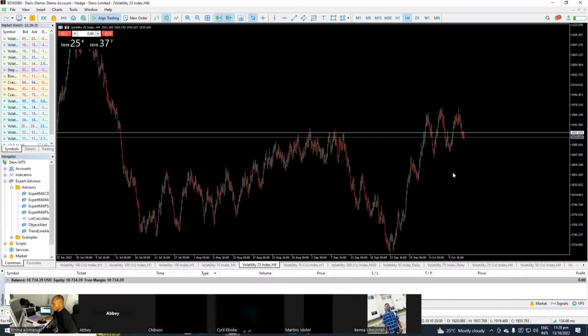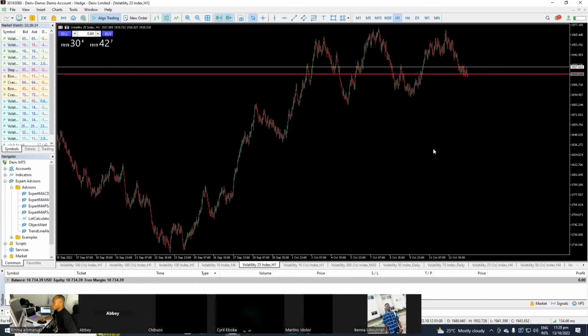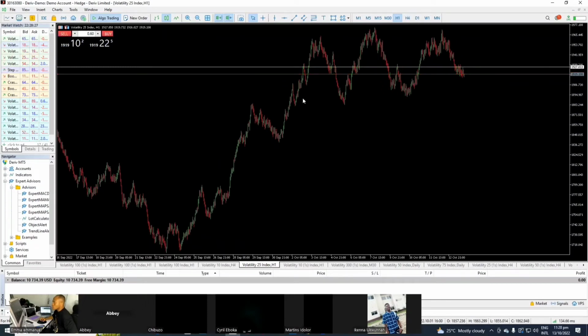So let me go to another chart and see. Okay, this is VIX 25. Let's see if we see something. Consider this structure. Currently you can see this is a bullish market structure. This low was not able to create a new high. This low was not able to create a new high. So definitely our point of interest will be at this level.